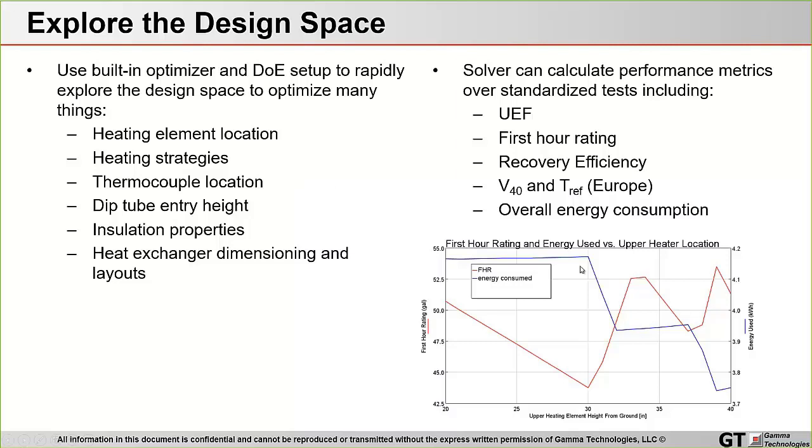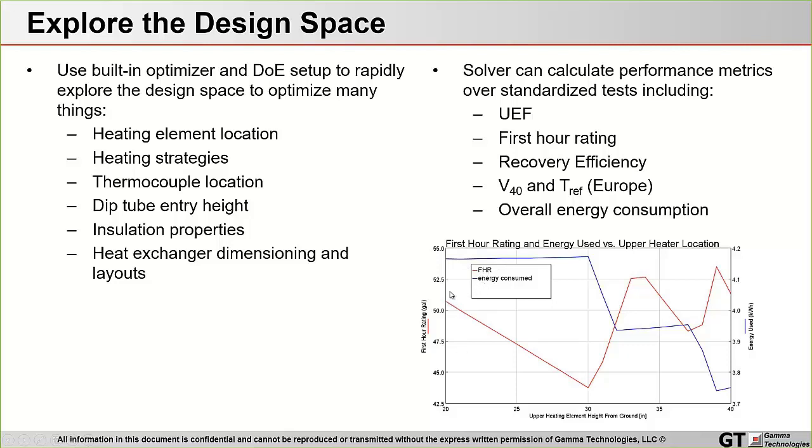Now, here's just a simple example where the optimizer is being used to study what the optimum first hour rating should be and how much energy consumption there would be as we sweep one of the upper heating elements from the bottom to the top. And you can see there's actually a few different local maximum, and then obviously the user wants to maximize first hour rating as much as possible while minimizing the energy consumed.